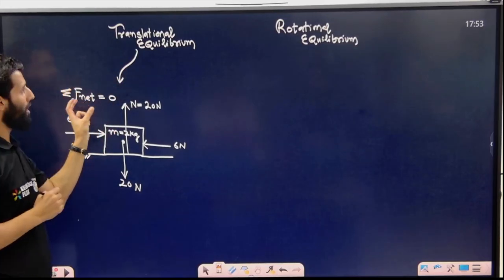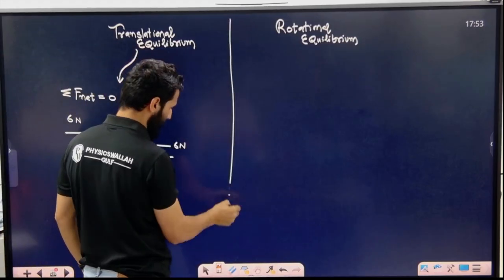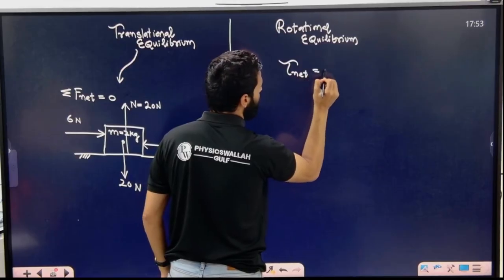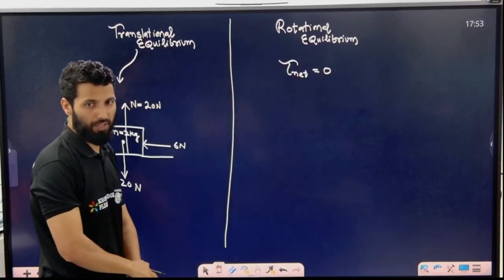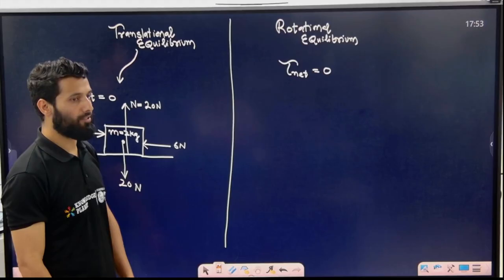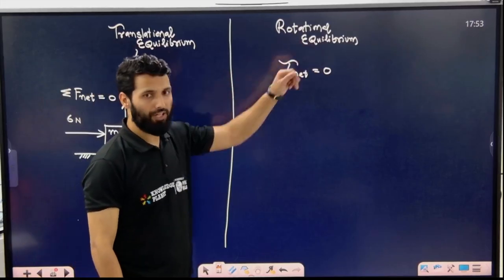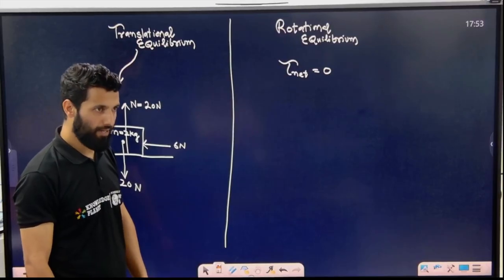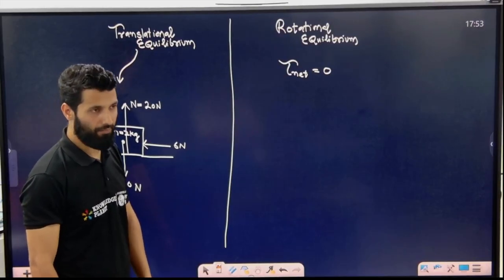Similarly, in rotation we don't have force, we have net torque. When the net torque acting on an object is 0, in that case the object will be in rotational equilibrium. Do you understand? I'll give you an example.